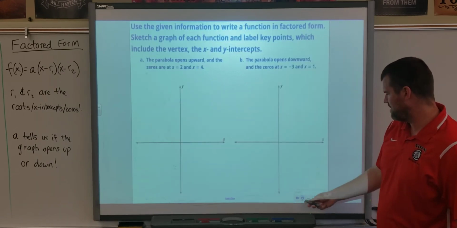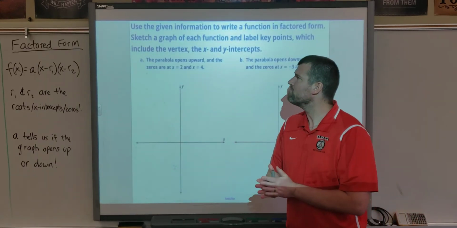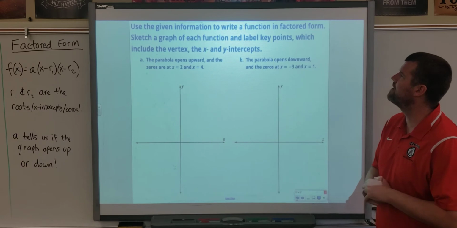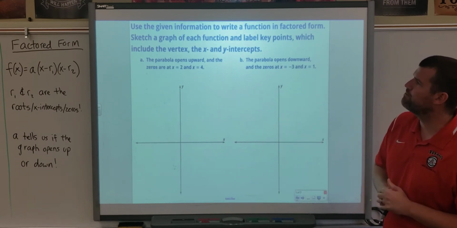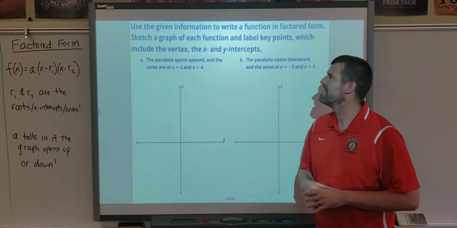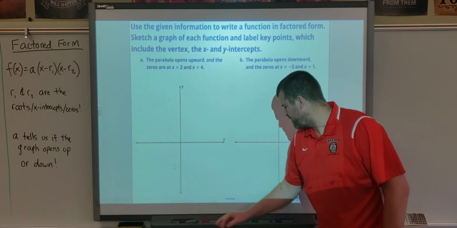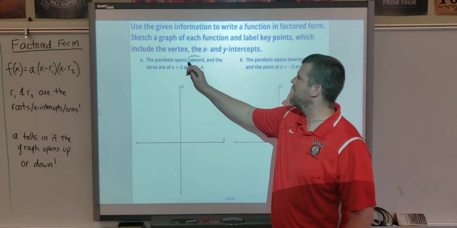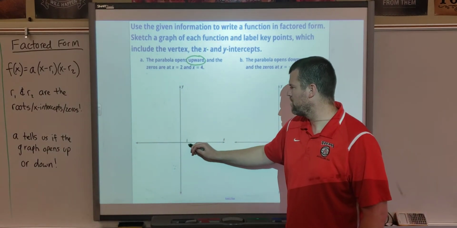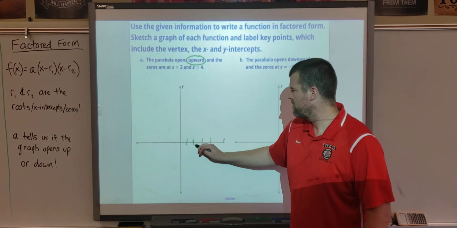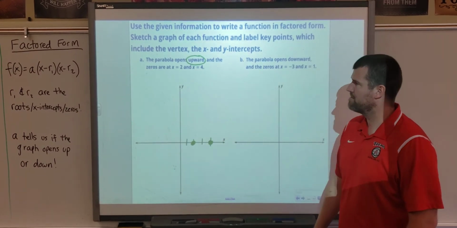All right, I believe this is our last set of problems for the day. Use the given information to write a function in factored form. Sketch a graph of each function and label the key points, including the vertex and the x and y intercepts. All right, the parabola opens up. Okay, so we know our a value is positive. The zeros are at 2 and 4. So I know I have an x-intercept at positive 2 and x-intercept at positive 4.